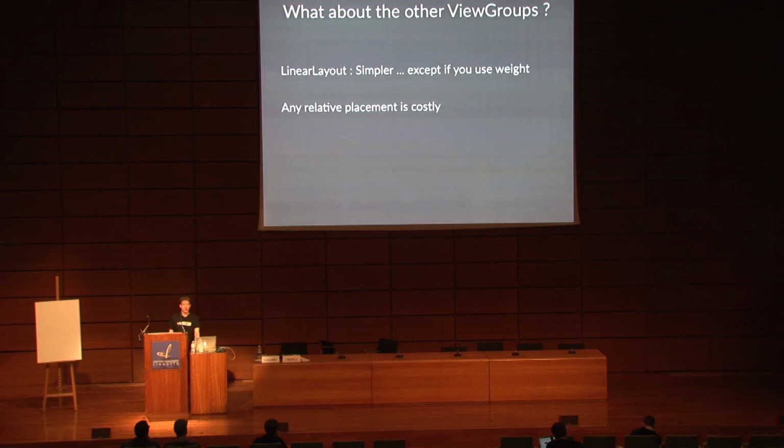What about the other classes of the platform? LinearLayout is simpler, except if you need to apply a weight, since a weight is, after all, another relative constraint. In that case, LinearLayout also needs to do two passes. And same thing, if you nest relative constraints, it is costly. In fact, anything relative, so percentage, weight, relative, is going to become a performance problem if you nest.